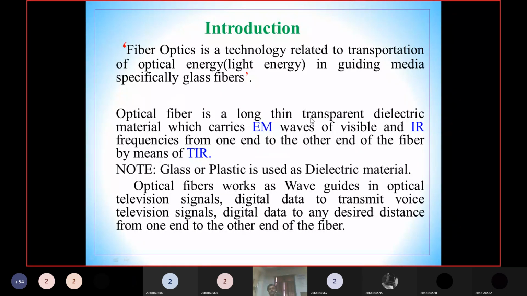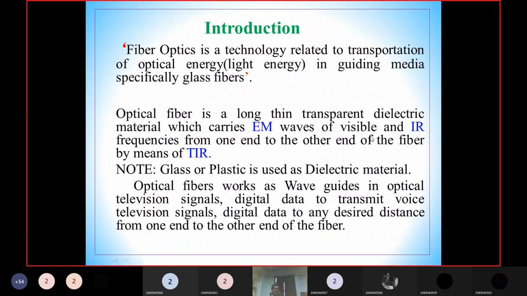Okay, so this is a thin transparent dielectric material inside the optical fiber. Through that transparent dielectric material, optical signals, meaning EM waves, are carried. What is the range of EM waves? X-rays, IR rays, UV rays, visible rays, all these we commonly call electromagnetic waves. To transport the electromagnetic waves, we use this optical fiber. Here mainly we transport the IR radiation as well as visible radiation, the visible and IR frequencies.